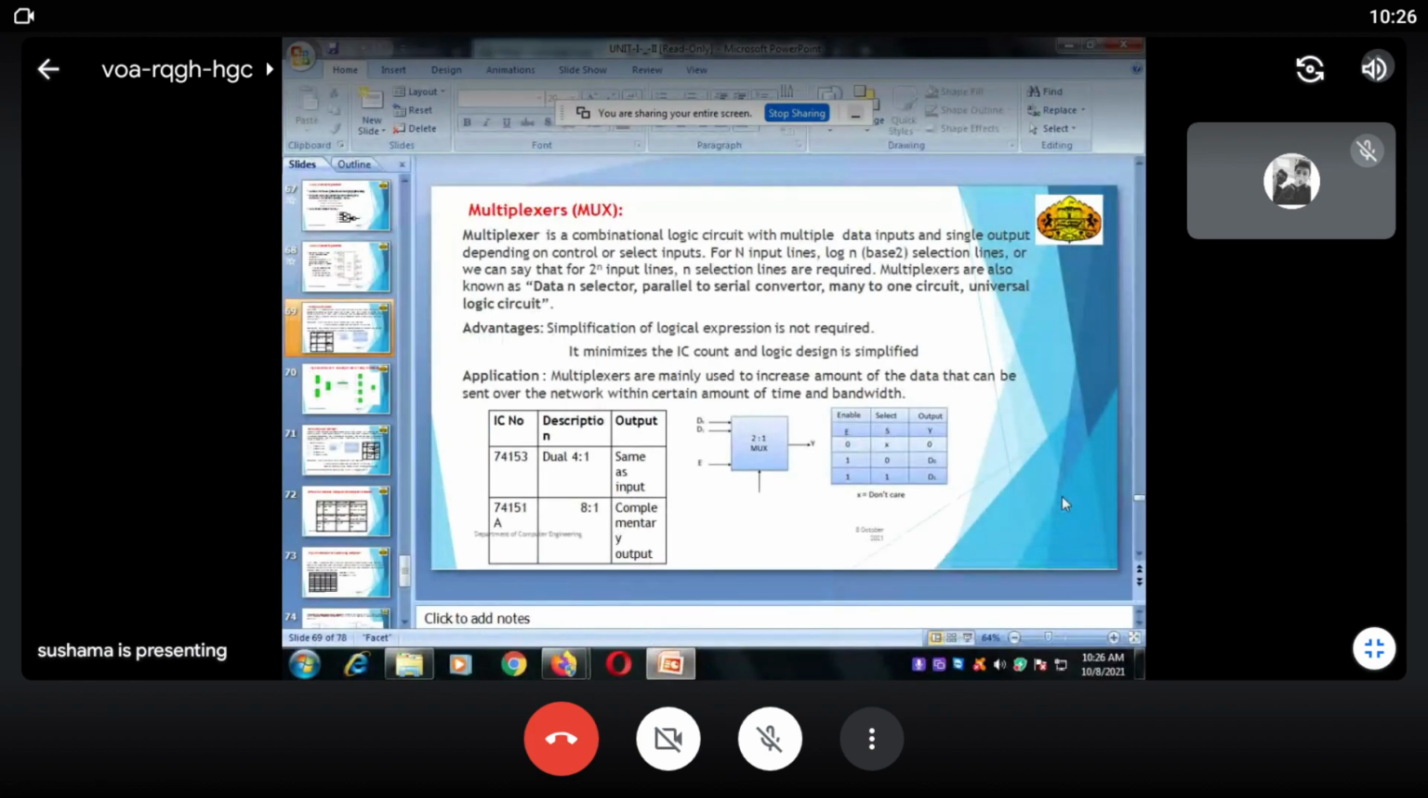Okay. What is my question? When the mux will be active, what should be the status of the enable pin? 1. Yes. The enable pin should always be 1. Then only, depending upon the select lines, your output is going to be selected. Okay, is it clear?